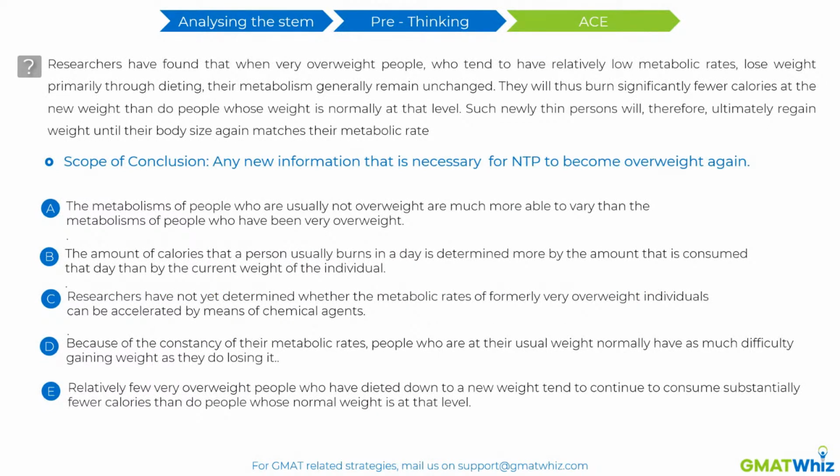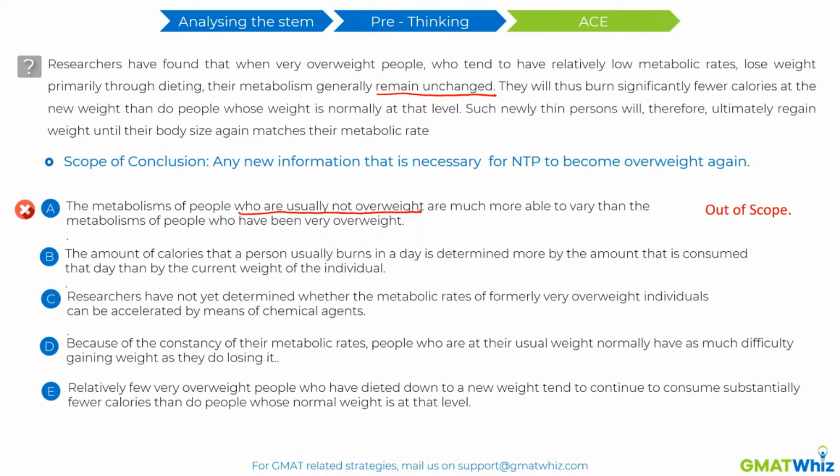So the scope of the conclusion is any new information that is necessary for newly thin people to become overweight again. So let me examine A. Metabolisms of people who are usually not overweight. Now, this is not the category that I am concerned with. Anyways, let me still carry on. Metabolism of normal people varies more than the metabolism of very overweight people does. I already know this. Remember, I know that metabolism of very overweight people remains unchanged. So this is not adding any new information for one. Secondly, it's not telling me how the newly thin people are going to get back their weight. So this is out of scope and therefore not the answer. See, this is how you can eliminate choices as well.